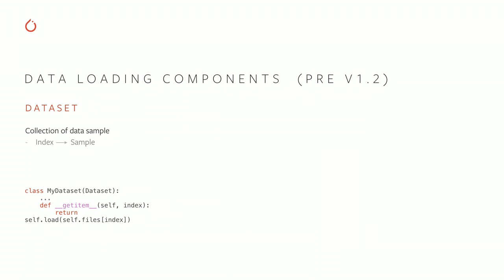One of the core objects in PyTorch data loading is the dataset. A dataset is essentially a Python object that represents a collection of data samples. The way we do this in PyTorch is a map-like interface where you give a single index and you obtain a data sample out of it. This code segment takes an index, reads a file, and basically returns it.